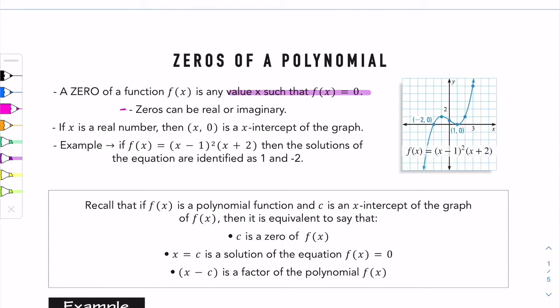And if f of x is equal to x minus 1 in parentheses squared multiplied by x plus 2, then you can identify your zeros as 1 and negative 2. So you set each factor equal to 0. Whatever you get as a solution is your 0. You can write it as an ordered pair and graph that solution.